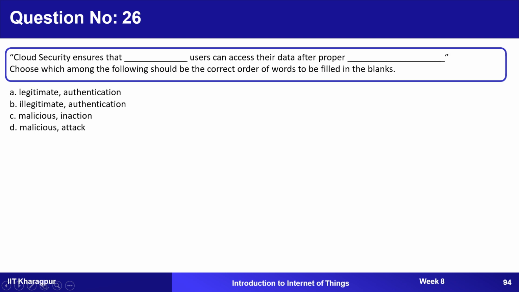Next question is, cloud security ensures that blank users can access their data after proper blank. Choose which among the following should be the correct order of words to be filled in the blanks. Options are A, legitimate, authentication; B, illegitimate, authentication; C, malicious, inaction; D, malicious, attack.